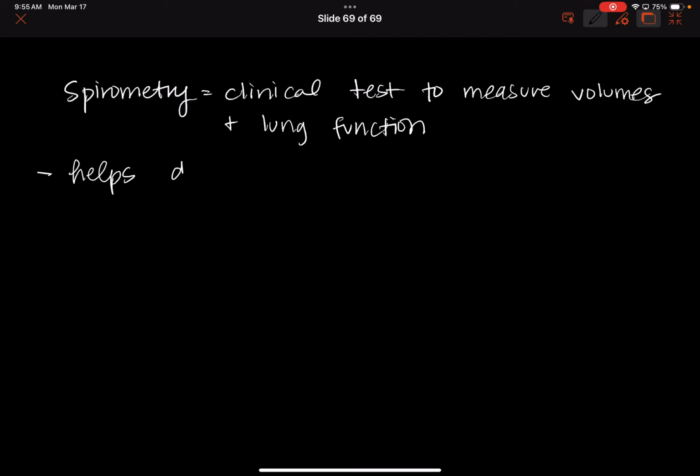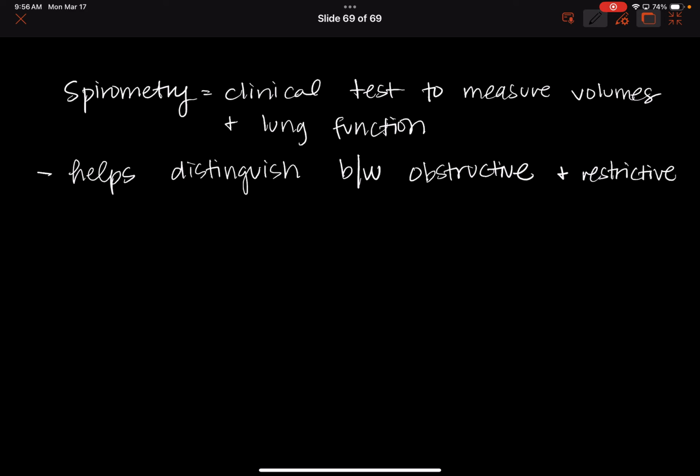And it helps distinguish between obstructive and restrictive pulmonary disorders. So obstructive pulmonary disorders are the ones where you can't get old air out. So this is like COPD, like bronchitis, like emphysema, your chronic pulmonary disorders. But it helps you distinguish between obstructive and restrictive pulmonary conditions. A restrictive pulmonary condition would be something like asthma.